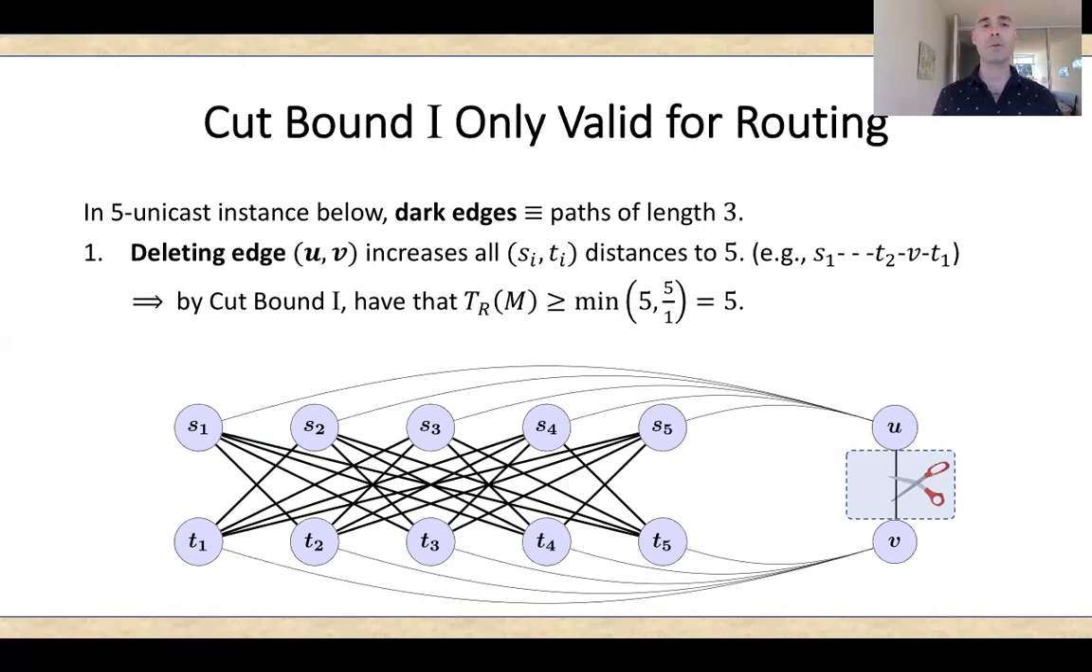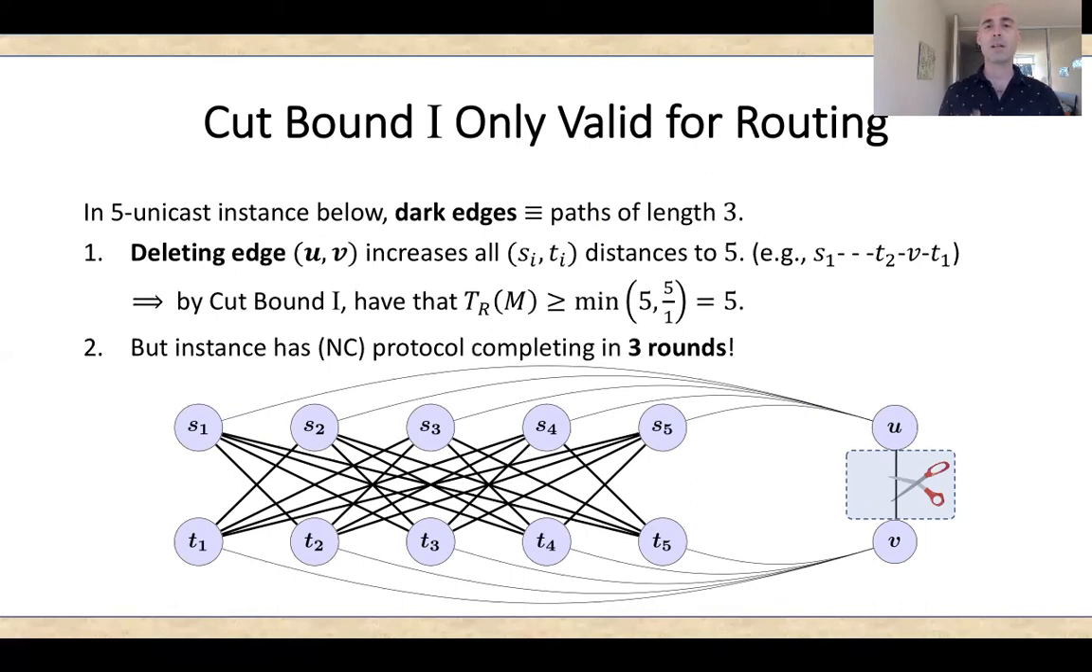On the other hand, if you think about this for a little bit, this instance is just a generalization of the butterfly network. And in particular, generalizing the protocol from a few slides ago, we find the network coding protocol, which completes this instance in 3 rounds. And the way this works is every SI will send their message to every TJ. And in addition, we'll send all the messages from the sources to U, who will then add these together, send it to V, who will then send the sum to all the TJs, to all the Ts.